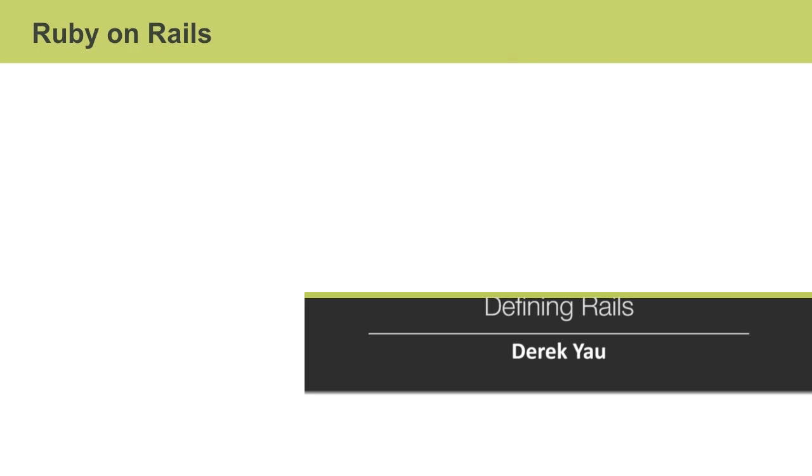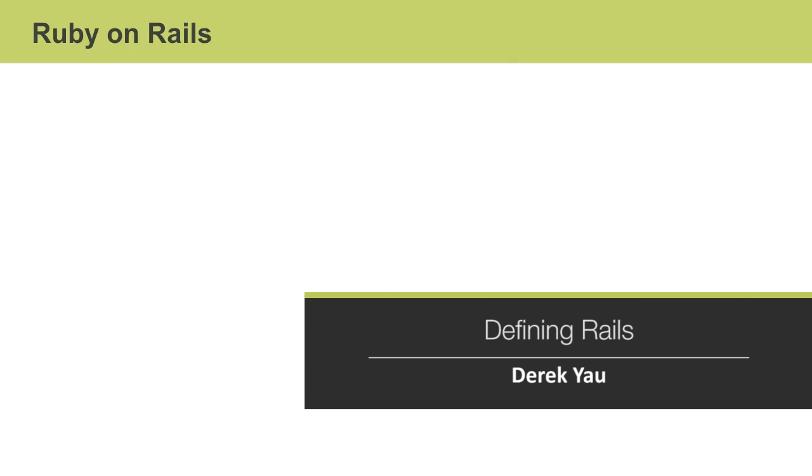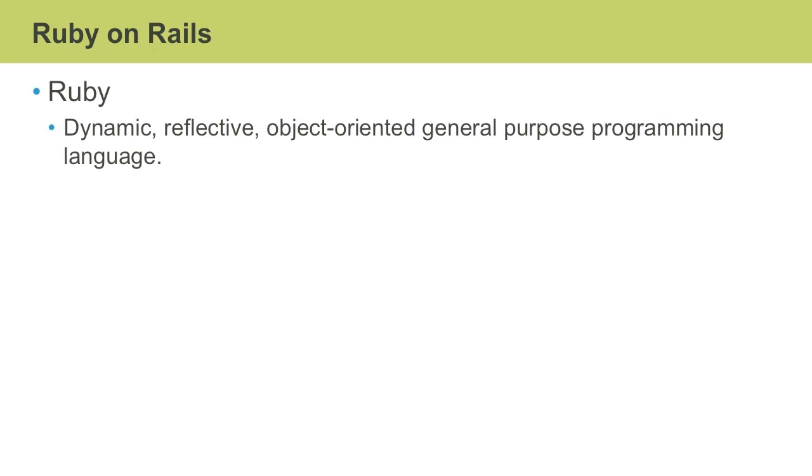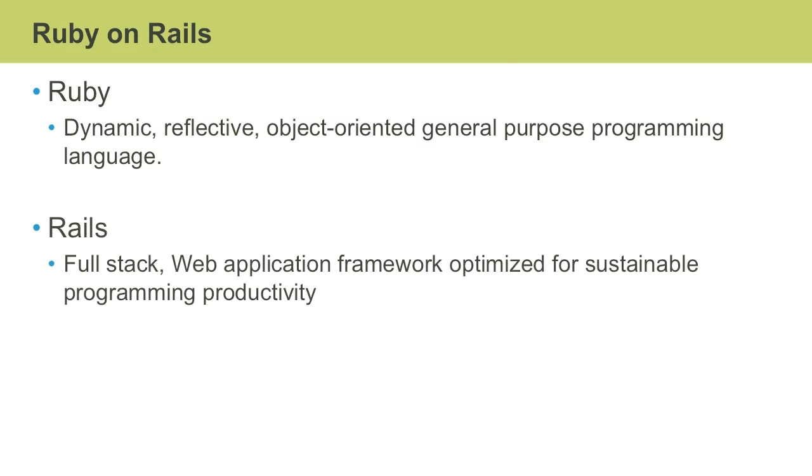In the first episode, we're going to take a quick shot at defining Rails and the core principles that drive it. We'll start with Ruby. Ruby is a dynamic, reflective, object-oriented, general-purpose programming language, which has come to drive a very popular framework known as Rails. Rails defines itself as a full-stack web application framework optimized for sustainable programming productivity.